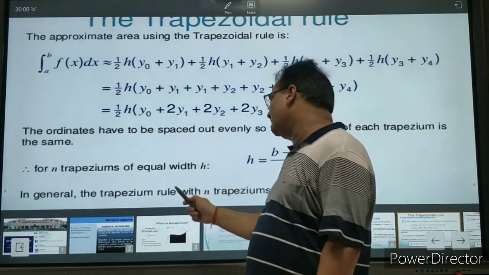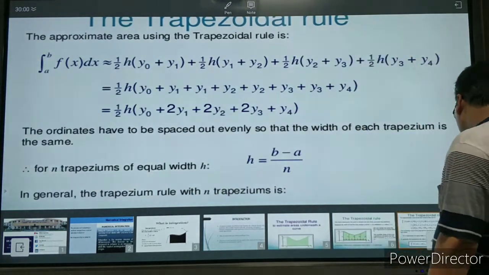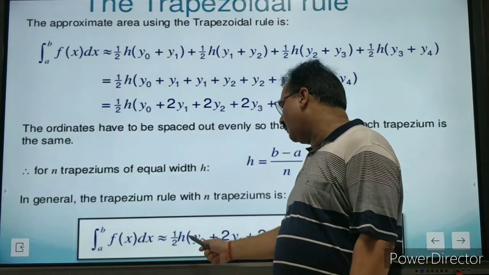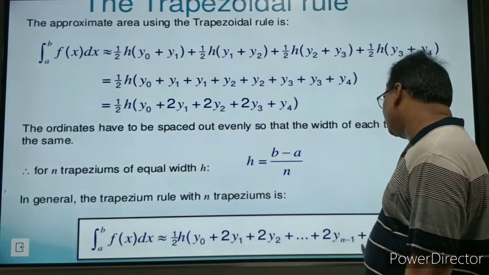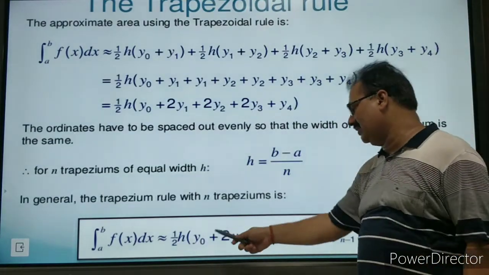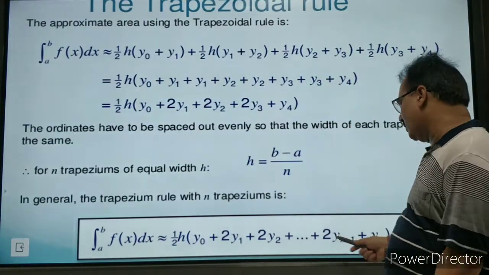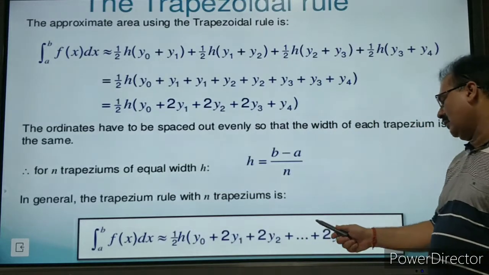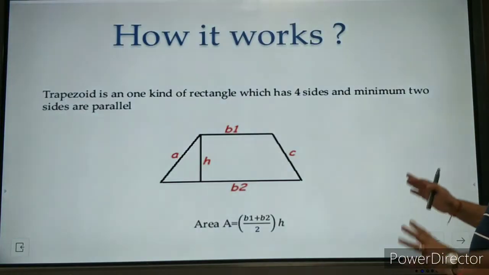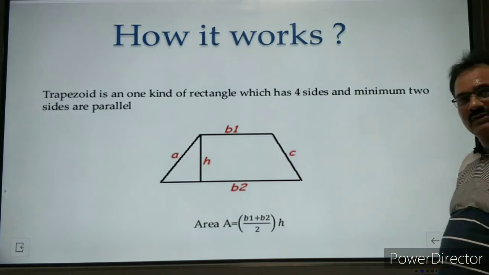In general, the trapezium rule with n trapeziums in generalized form can be written as half of h times (y0 plus yn, meaning first and last, and then 2 times all the other ordinates: 2y1 plus 2y2 plus 2y3 up to 2y(n minus 1)). So this is about the trapezoidal rule.